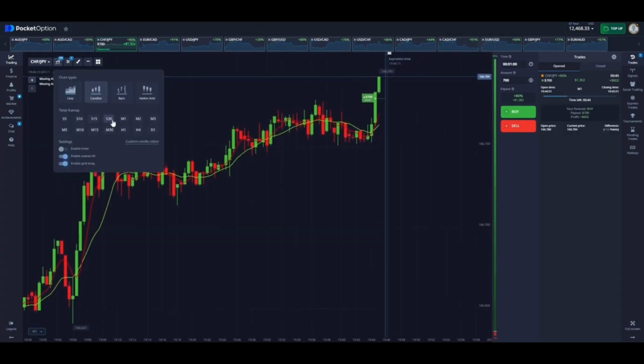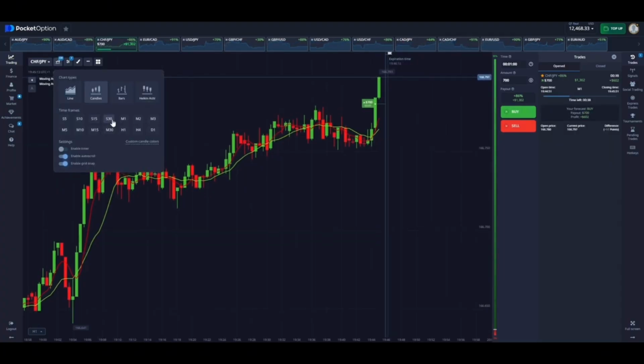For signal search, I use the S15 candle interval. When using this interval, I will open all positions for 1 minute. Remember this because these settings are very important, and if you use different settings, the strategy may not work.